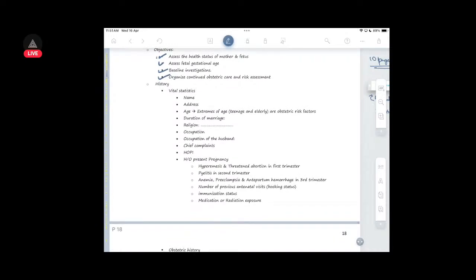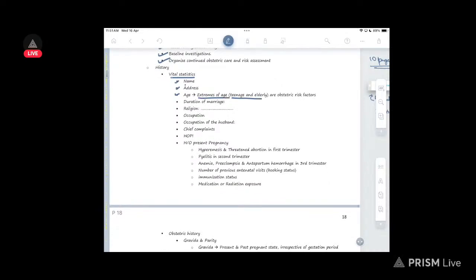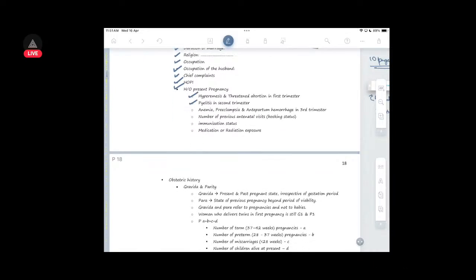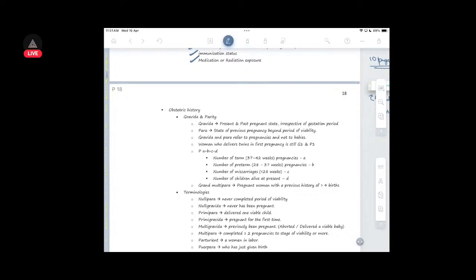risk assessment. So history: you have vital statistics, name, age, address. Extremes of age, teenage and elderly, are obstetric risk factors. Duration of marriage, religion, occupation of the husband, chief complaints, history of presenting pregnancy like hyperemesis, pyelitis, anemia, number of previous antenatal visits, immunization status, and medication or radiation exposure.